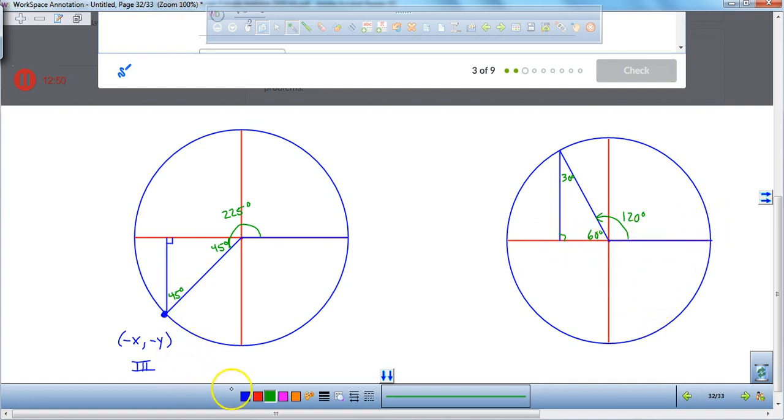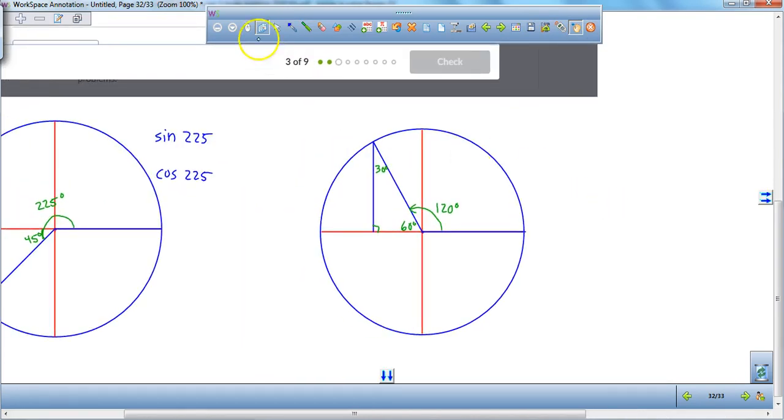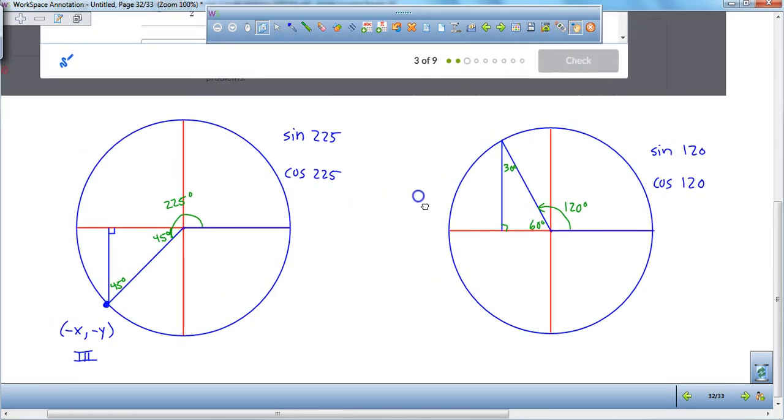So what I'm going to be doing right now is I'm going to be finding what's called the sine of 225. And I'm going to be finding the cosine of 225. On this one, I'm going to be finding the sine of 120, and I'm also going to find the cosine of 120. All right?